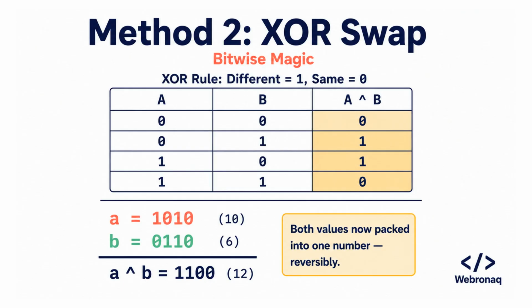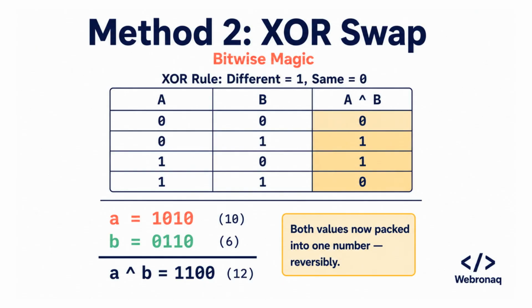This one works at the bit level, which makes it completely immune to overflow. XOR, written as the caret symbol in C++, is a bitwise operator. It compares two bits, and the rule is simple. If the two bits are different, the result is 1. If they're the same, the result is 0. That's it. Different equals 1, same equals 0.